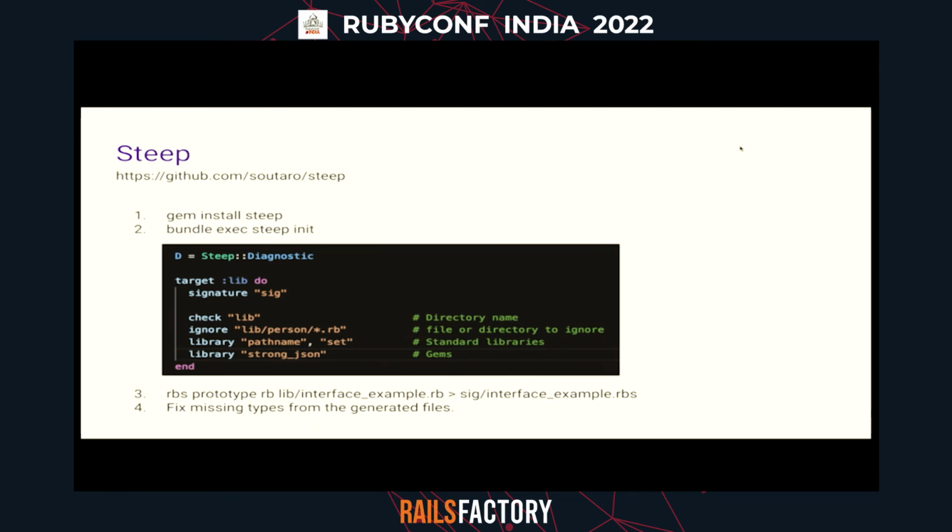Then RBS has provided us the RBS for all the standard library classes. So whatever library we are going to use, like pathname, set, or strong JSON, we can just load it, and then RBS will know what types to assign to those things, right?